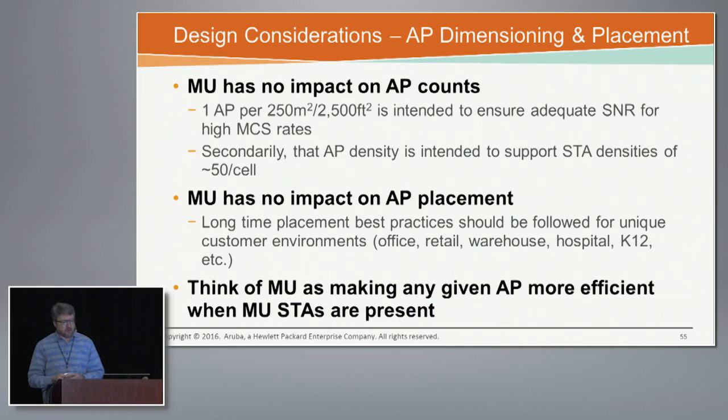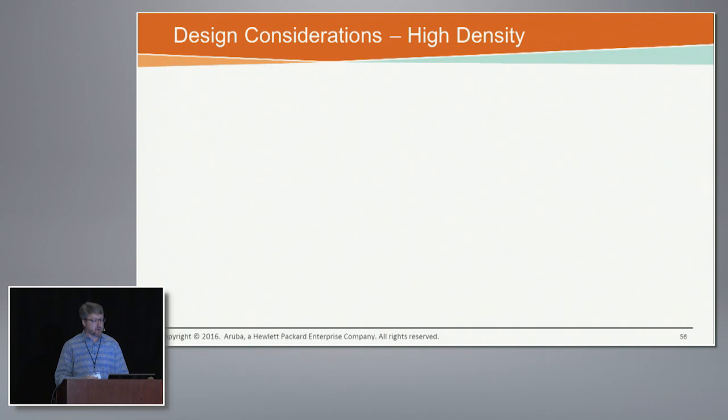And probably the best way to think about it is that MU potentially makes an AP more efficient, or able to provide a little extra service if there are MU stations in the environment. Of course, as always with a new Wi-Fi generation, the stations are lagging the infrastructure, so it's going to take time to get these gains. But MU is a bonus. It's not the baseline. The baseline is the SU performance, and then you get additional on top of that. You want to pave the way for those gains as the clients get out there.